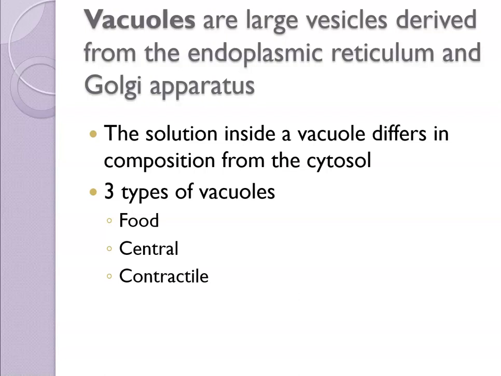This is Chapter 4 lesson where we continue to study the organelles found in different types of cells. We're going to start looking at vacuoles.